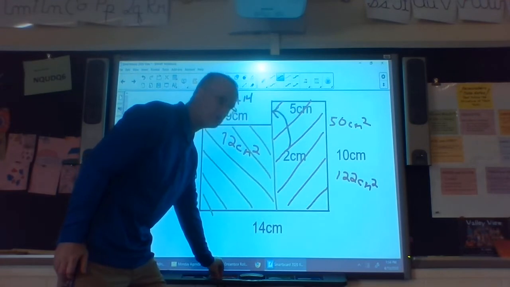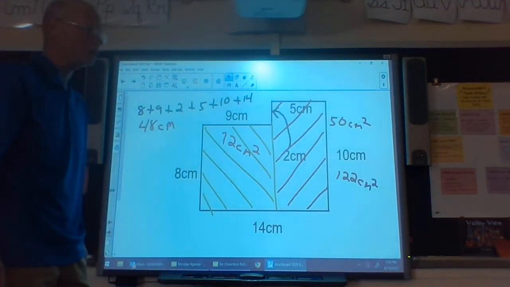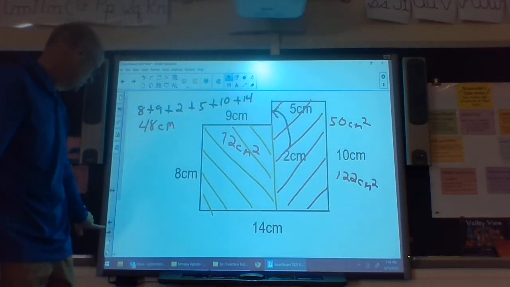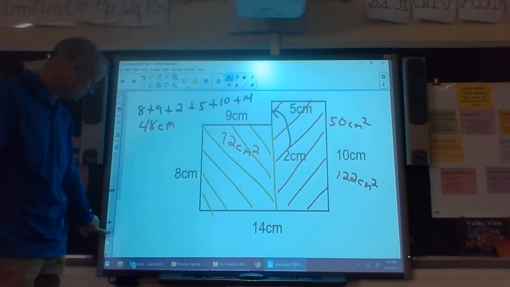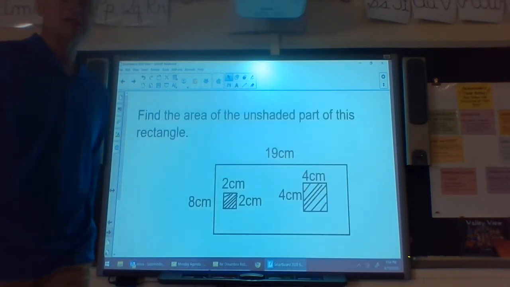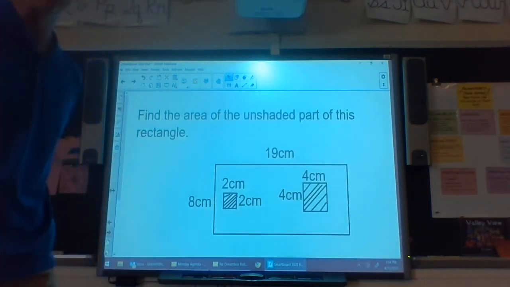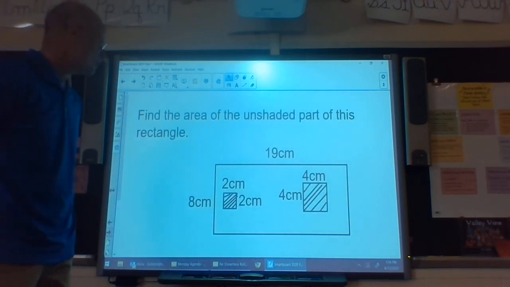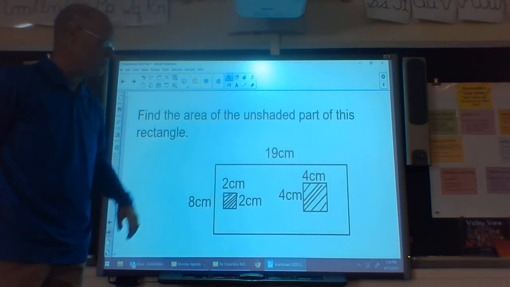And when I told you I had one more problem for you, I didn't tell you the whole truth. I still have one more for you. Here's the last one for today for sure. Go ahead and try to figure out this one. This one I want to know the area of the unshaded part.